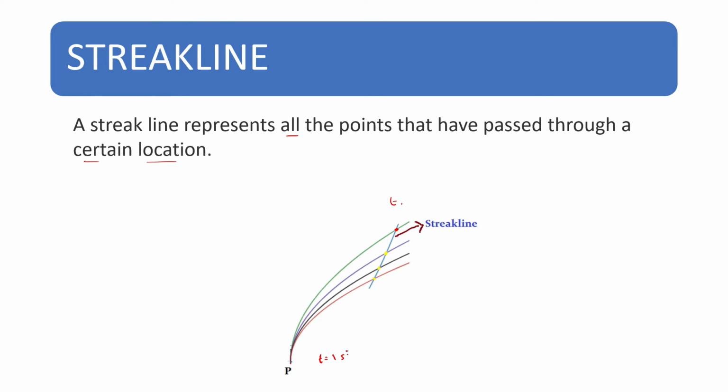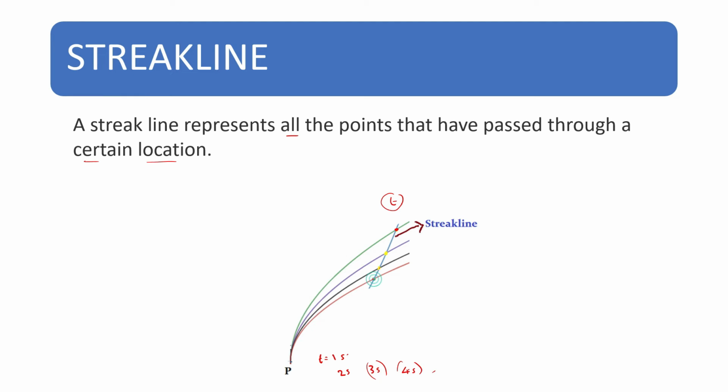After 1 second, another particle is released. Because the velocity at point P changed, this fluid particle traces a different path and it reaches this point at a particular time. Similarly, after another second, a fluid particle is released and the velocity at point P has again changed for some reason, and it traces a different path and finally reaches here. And another particle reaches here, maybe released after 4 seconds.